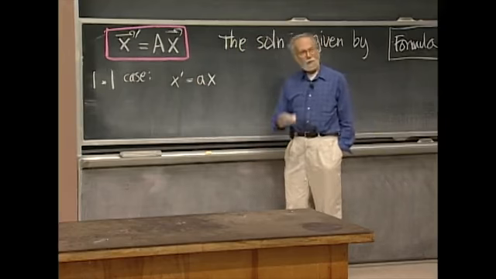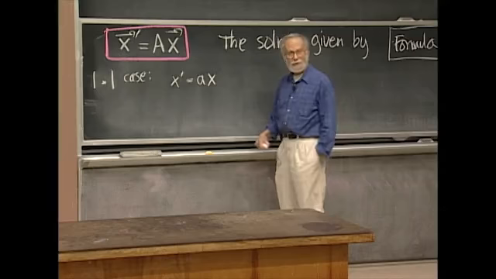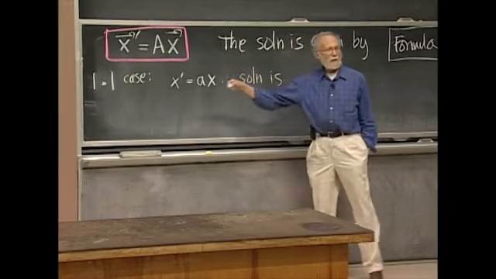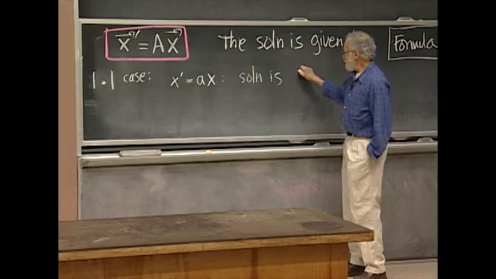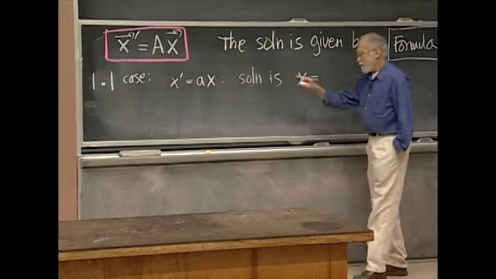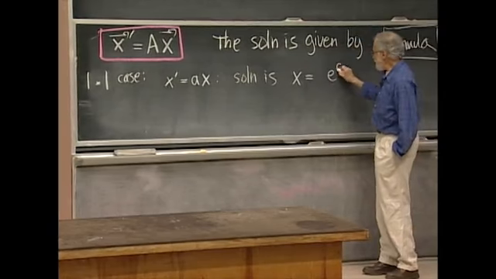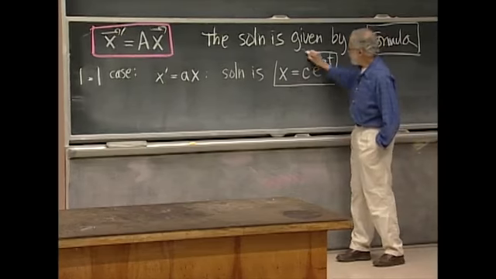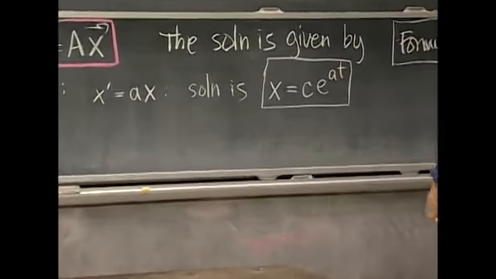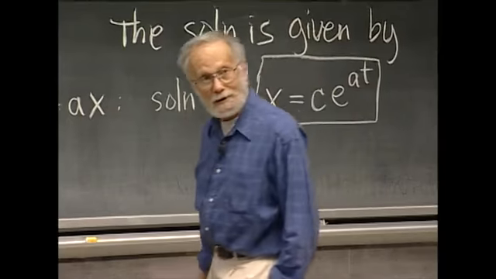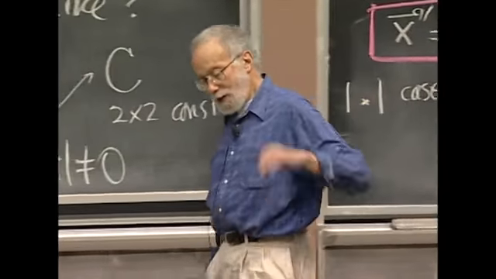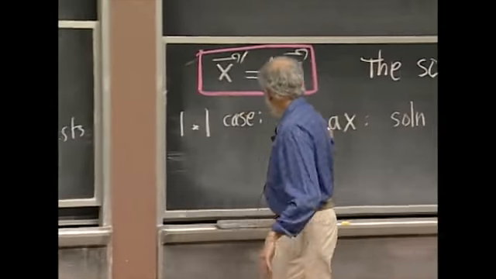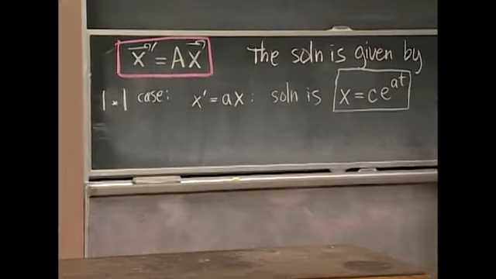How do you solve that? Well, you were born knowing how to solve that, or anyway, you certainly didn't learn it in this course. The solution is, well, you separate variables, and so on. And the solution is x equals, the basic solution is e to the at, and you multiply that by an arbitrary constant. Now, that's a formula for the solution. And it uses the parameter in the equation. I didn't have to know a special number. I didn't have to put a particular number here to use that.